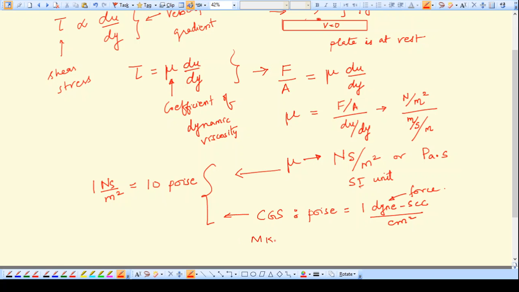In the MKS system, the unit of dynamic viscosity is written as kilogram force into second by meter square. When converted to SI unit, 1 kilogram force second by meter square is equal to 9.81 Newton second per meter square.